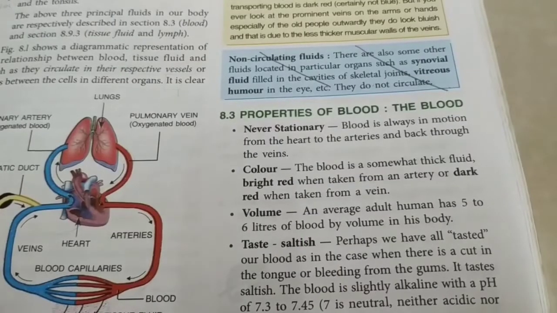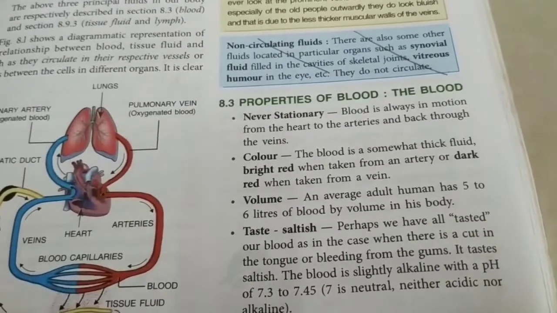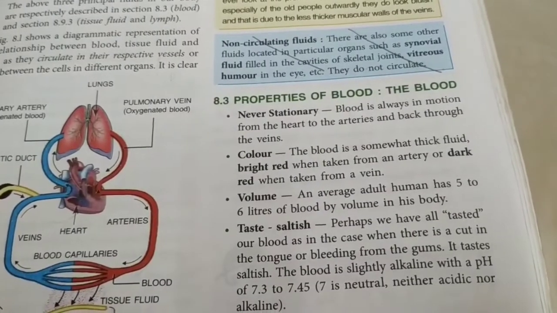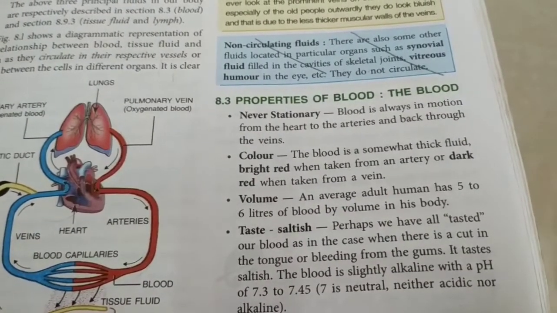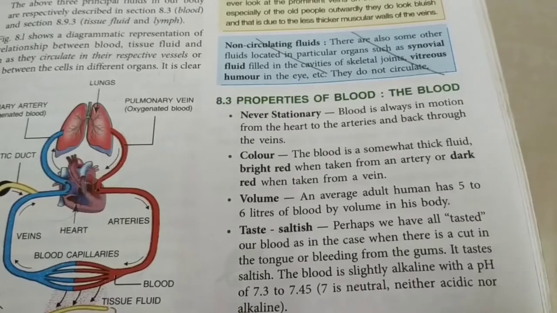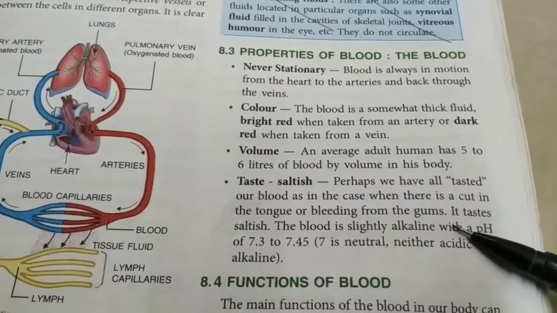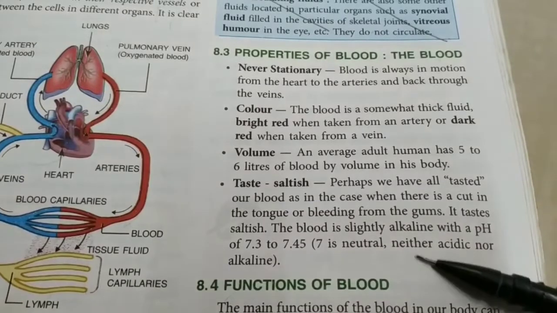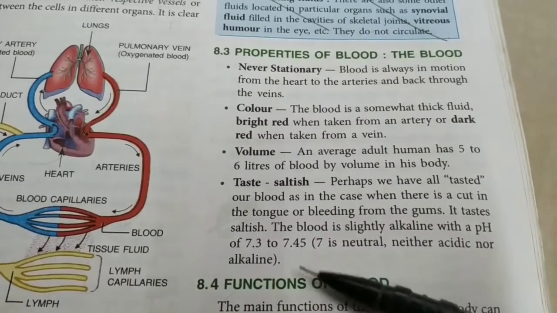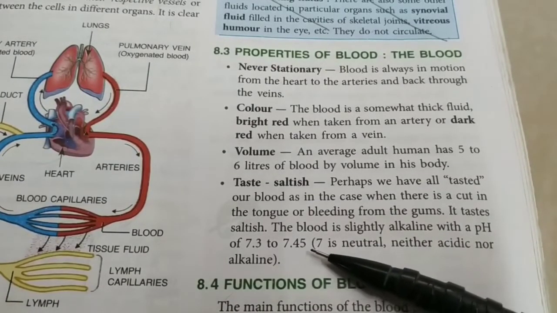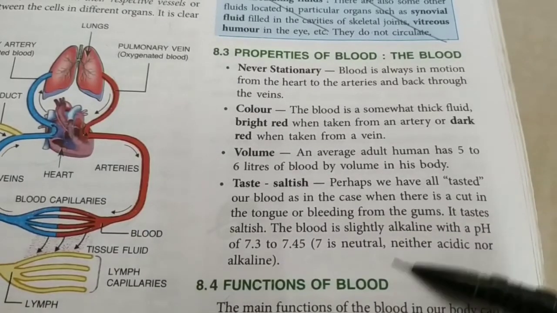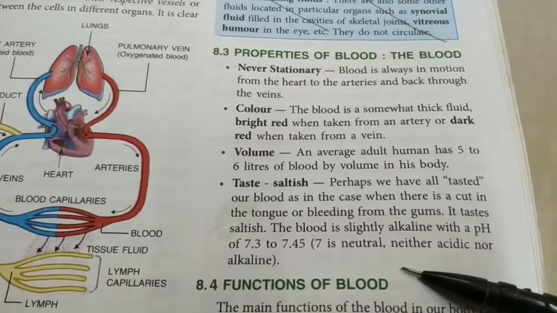Properties of blood, they are never stationary. Color, bright red or dark red. Volume, around 5 to 6 liters of blood in an adult human, 5 to 6 liters. Some students may have more volume of blood after having sucked a lot of blood from a tutor's brain. Taste is saltish. I'm sure all of you have tasted it at some point of time. It's slightly alkaline. pH is 7.3 to 7.45. That's very slightly alkaline. But it's important to maintain this pH level of the blood. Otherwise, it can be dangerous.